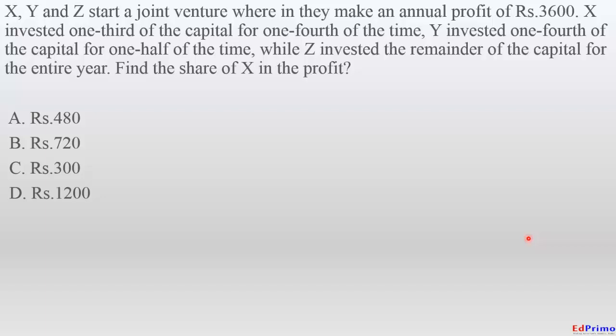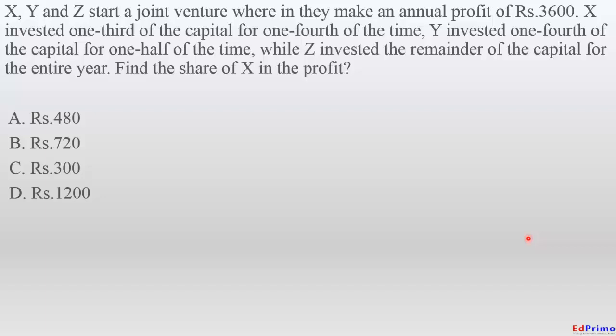X, Y and Z start a joint venture wherein they make an annual profit of Rs 3,600. X invested 1/3 of the capital for 1/4 of the time. Y invested 1/4 of the capital for 1/2 of the time, while Z invested the remainder of the capital for the entire year. Find the share of X in the profit.